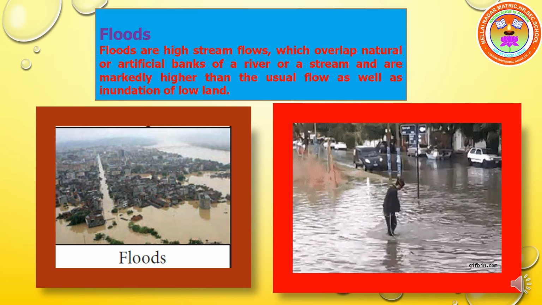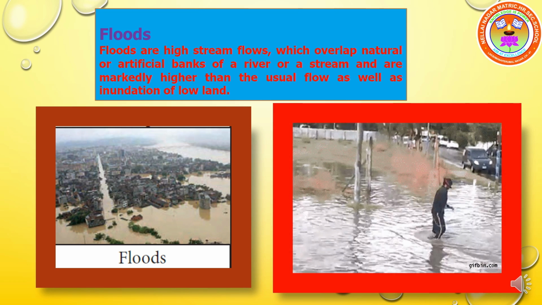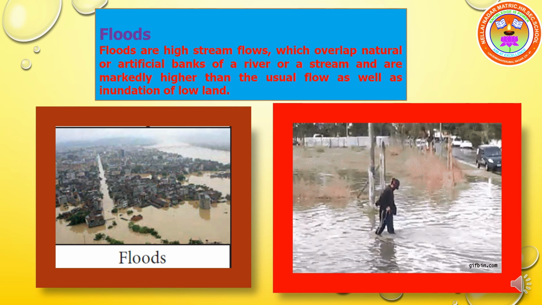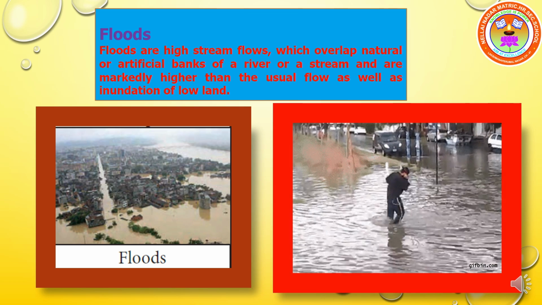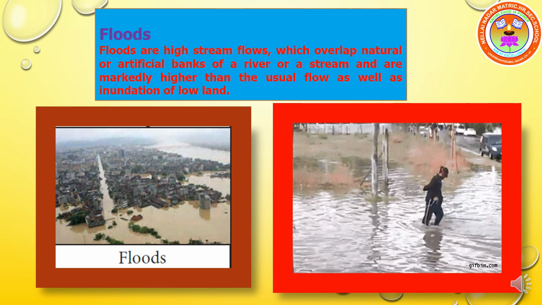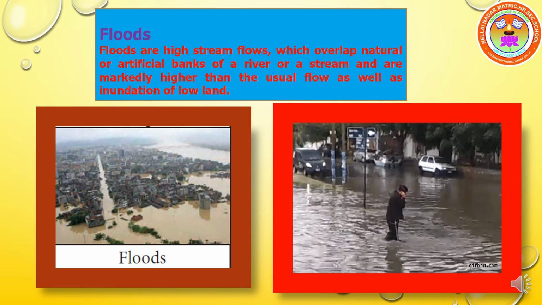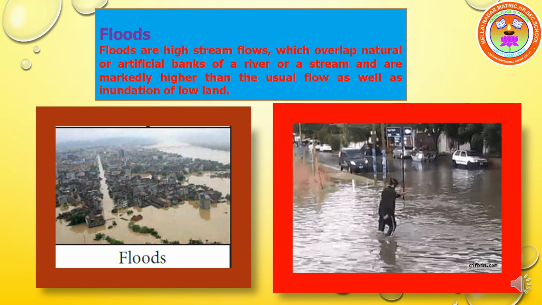Next, floods. Floods are high stream flows which overlap natural or artificial banks of a river or a stream and are markedly higher than the usual flow, as well as inundation of lowland. Is it clear, children?